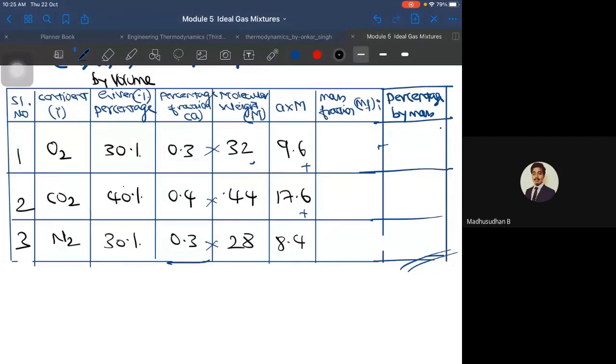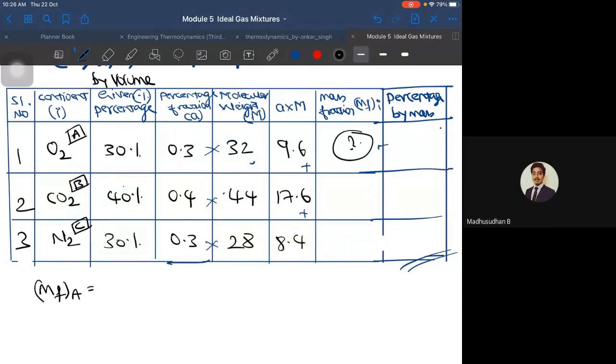Now I need to calculate the mass fraction. Abdul Rahim, how am I supposed to calculate the mass fraction of this? How will I calculate the mass fraction of gas A? So I would name this as gas A, this as gas B, and this as gas C. Now I need to calculate MF of A. So how will I calculate this? Given mass by total mass.